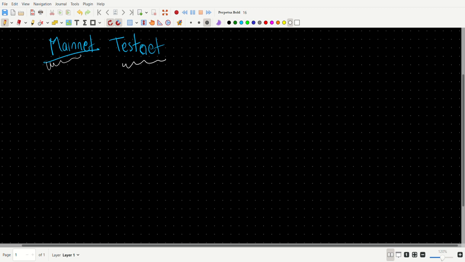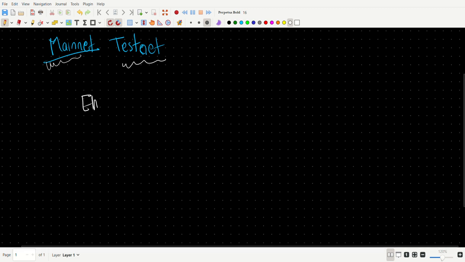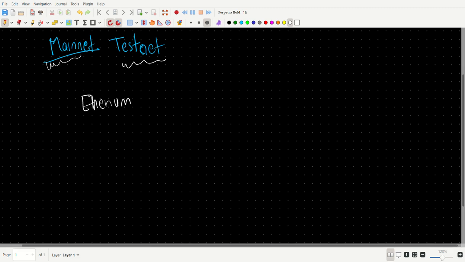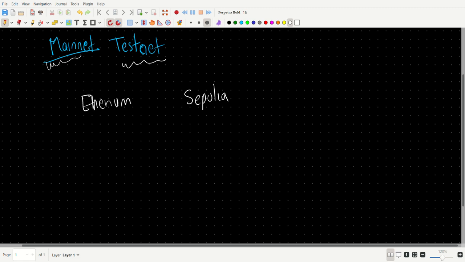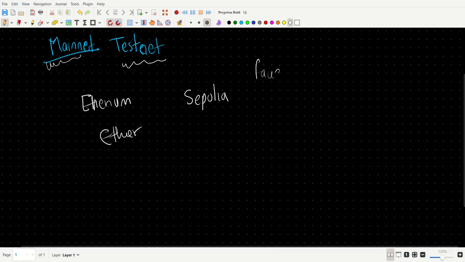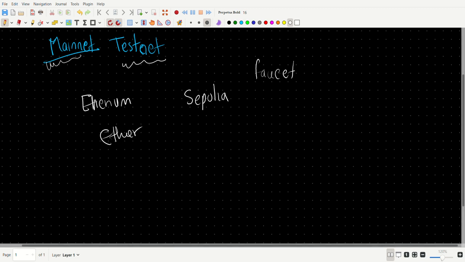For this testnet, for instance, Ethereum has a testnet, I think Sepolia, where you are not spending ether. This is the testnet for Ethereum. Now there's something called a faucet. A faucet is where you get the cryptocurrency to use in a testnet. So the cryptocurrency that is not real that you want to use in a testnet, you get it from a faucet.